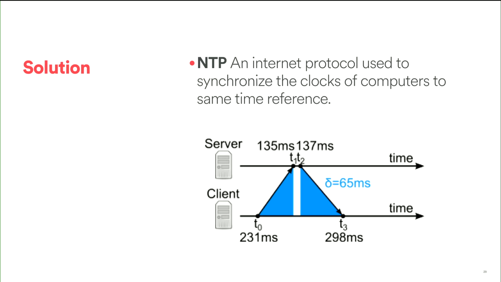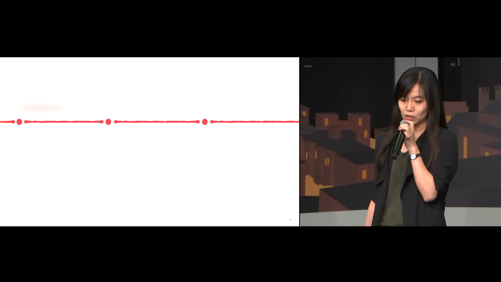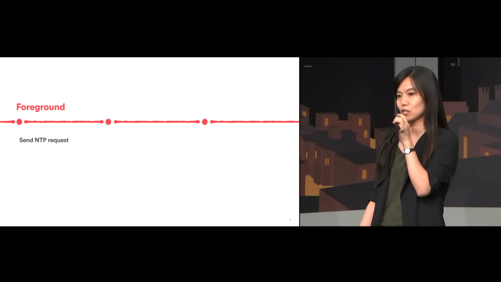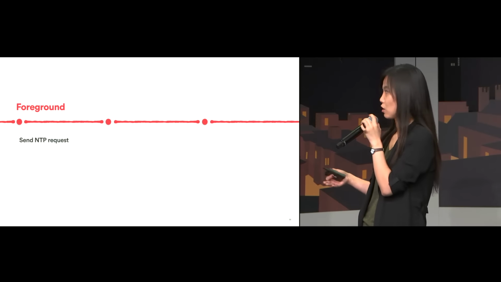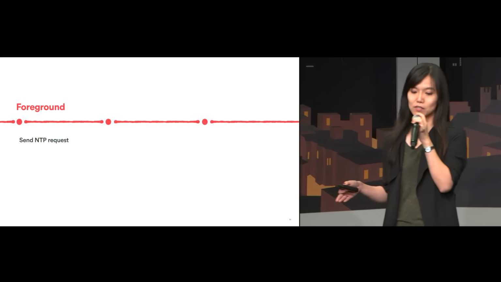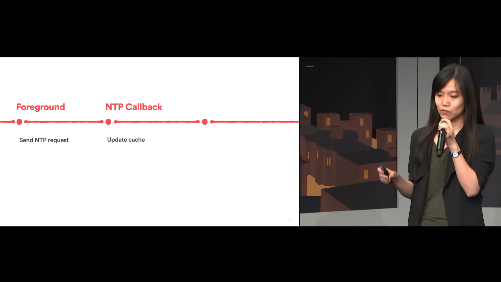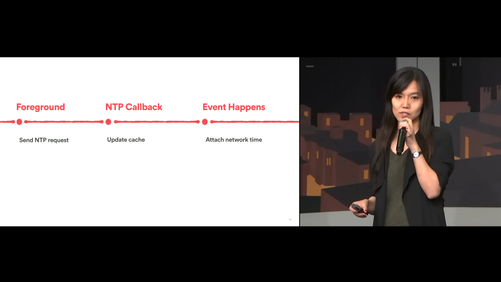To make this simpler: whenever a user opens the app, you send out an NTP request. Depending on what kind of time server you are calling, you could get back a timestamp of the network time or the offset between network time and the system time. When you get it, you save it in a cache. Whenever an event happens, you associate it with this time instead of the system time.